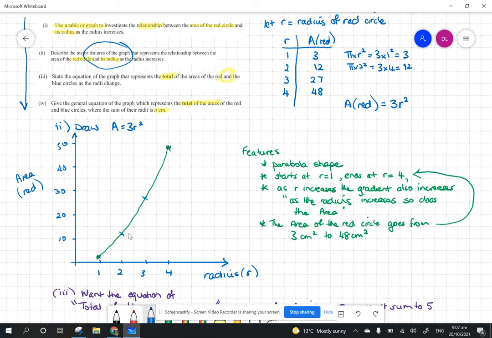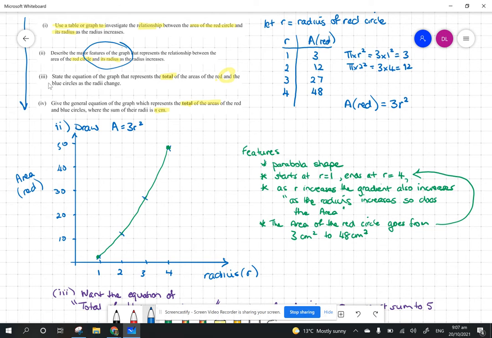The other thing you probably need to talk about is, because it's not a straight line, the gradient. You notice that as the radius increases, the gradient of the curve also increases, which means the area increases, and it keeps increasing at a higher rate. So I tried to write that down, probably didn't do a very good job of it, but here we go. As r increases, the gradient also increases. You could put the gradient of the area, because you do need to have context. So I tried to write it with context underneath. As the radius increases, so does the area. That's where I've got context clearly in there. And that would be enough to get you a good grade for that.